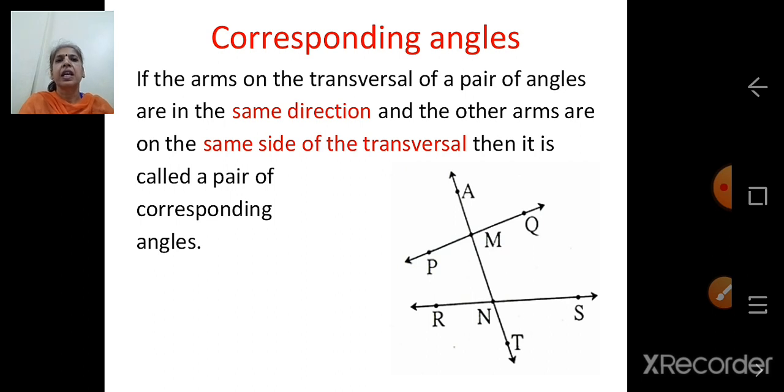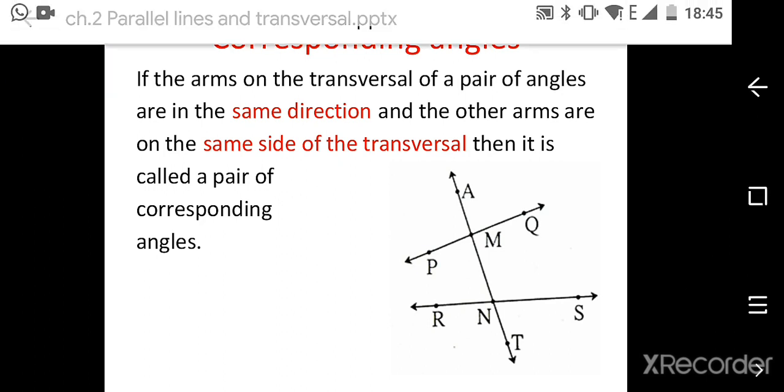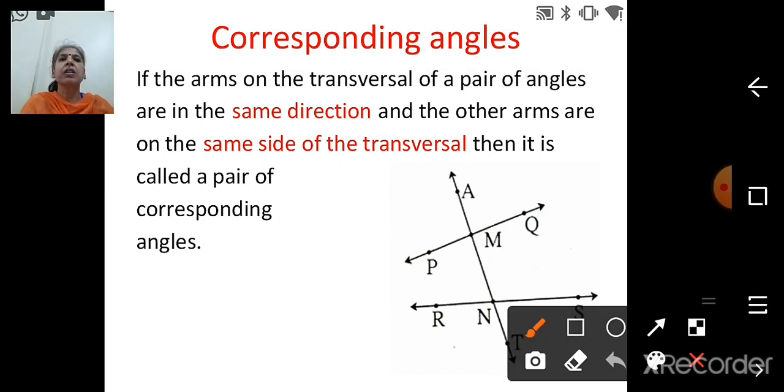Corresponding angles. If the arms on the transversal of a pair of angles are in the same direction and the other arms are on the same side of the transversal, then it is called a pair of corresponding angles. For example, take this angle AMP. See the direction, it is going up, the same direction. So the other angle will be angle MNR.